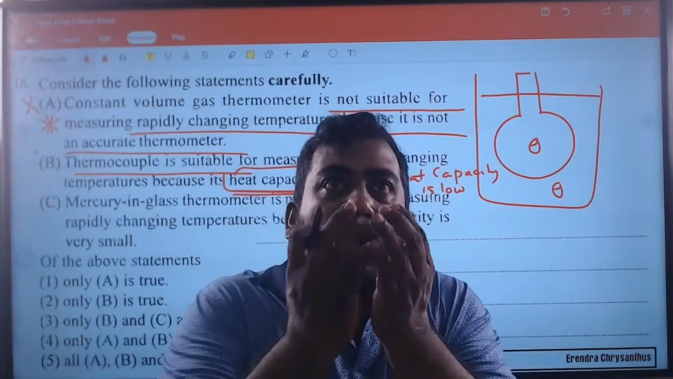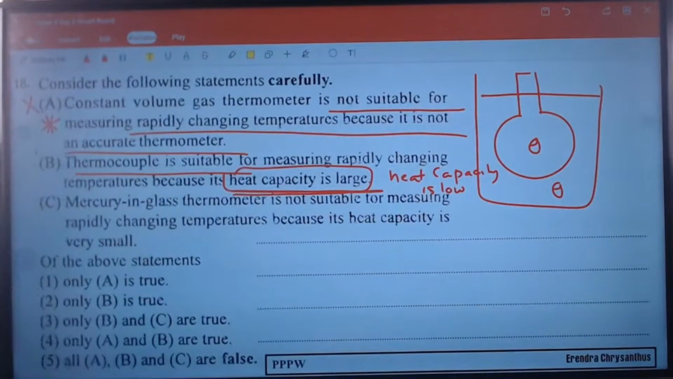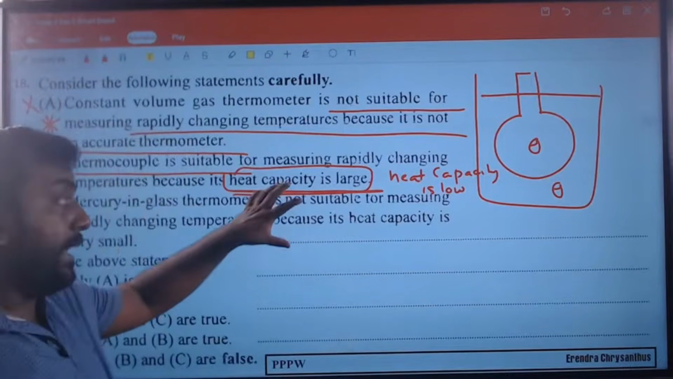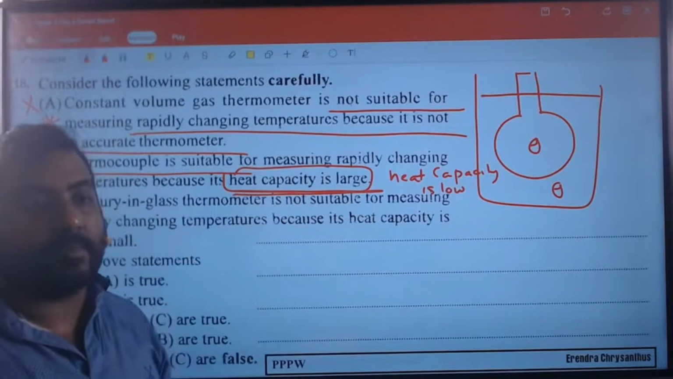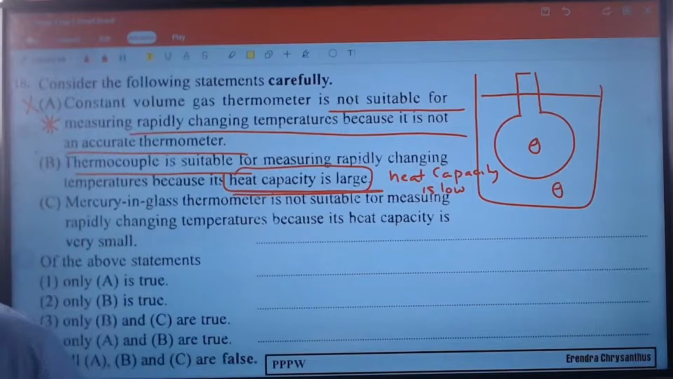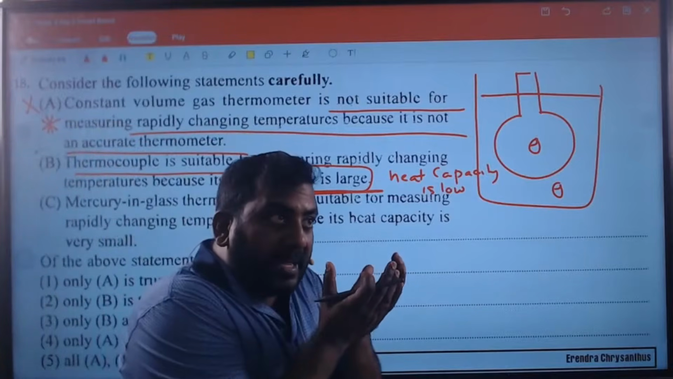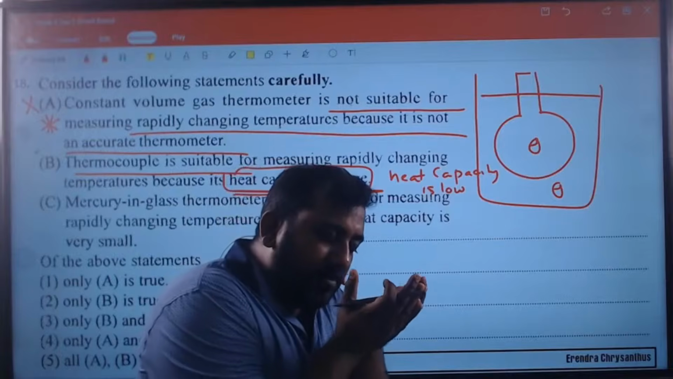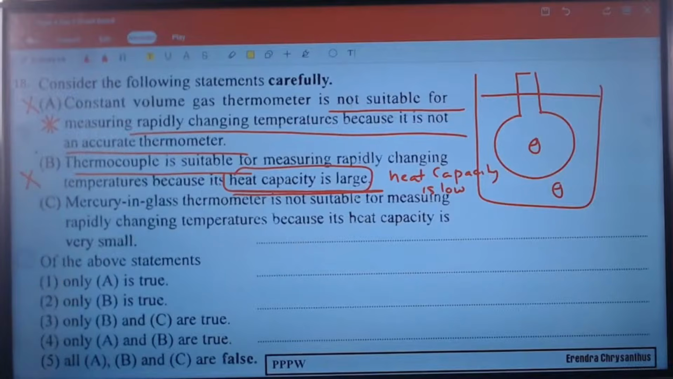So it will be absorbing a little amount of heat from the object. If the heat capacity is large, it will absorb a large amount of heat, and the temperature of the object will reduce. So this also is wrong.